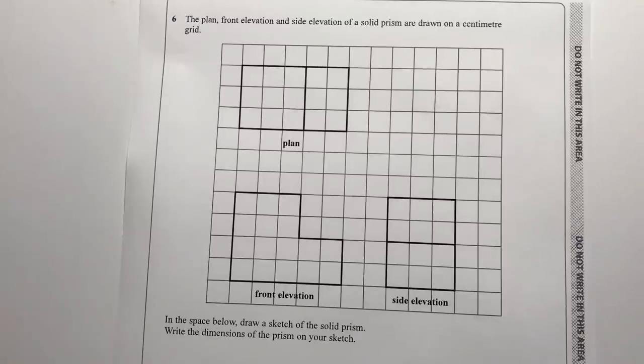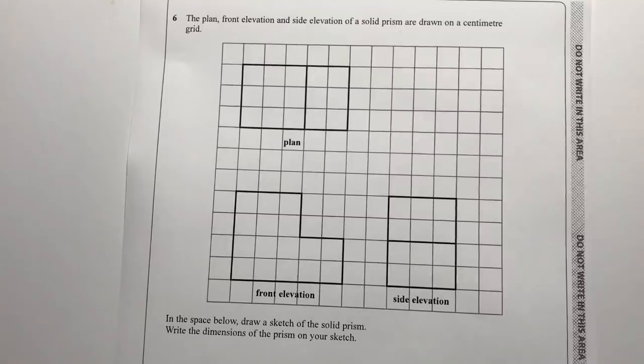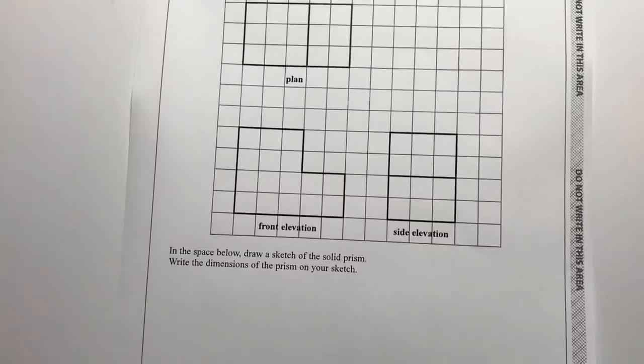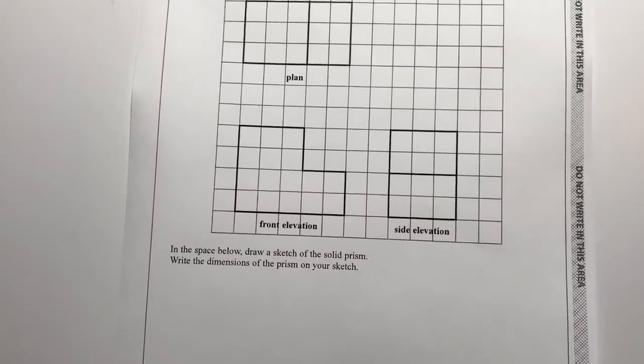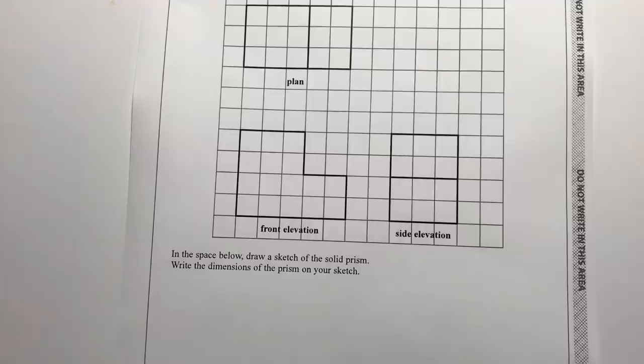similar vein. What it asks you to do is, in the space below, draw a sketch of the solid prism. Write the dimensions of the prism on your sketch. Okay, so what I'm going to do is I'm just going to draw it, and I'll see if I can put that on the video so you can see it properly.